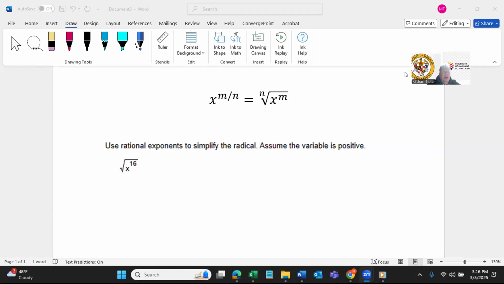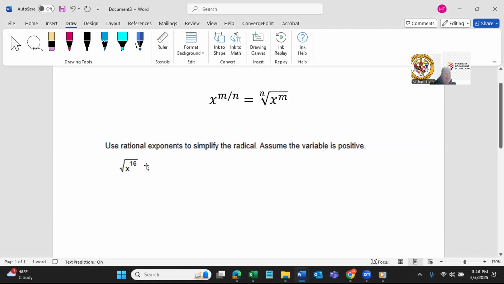Buddy. Here we have a problem that says to use rational exponents to simplify the radical and assume the variable is positive. To do this one, we can use this formula that says x to the m over n equals nth root of x to the m. And so m over n is a rational exponent, and this is the appropriate formula to use for this problem.